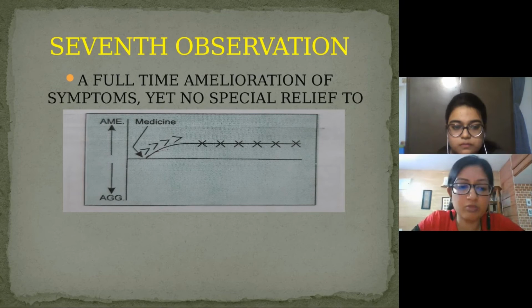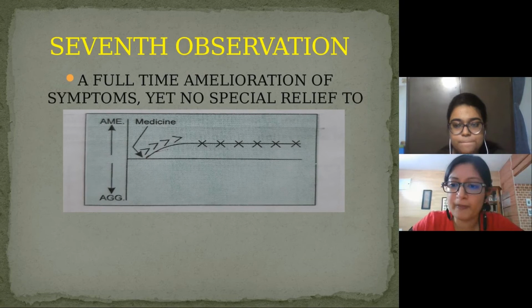So prognosis is decided based on your knowledge of the disease and also your case-taking skills. Once you have these two in place, then you know that you can expect a certain pattern in the patient. It's a very general question. So that's the way it goes. Okay. Can you again explain 9th and 10th observation?